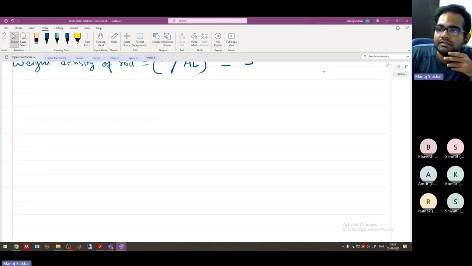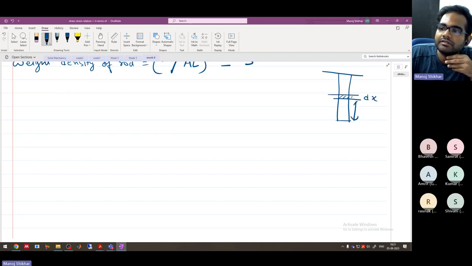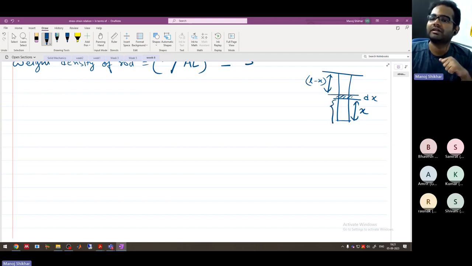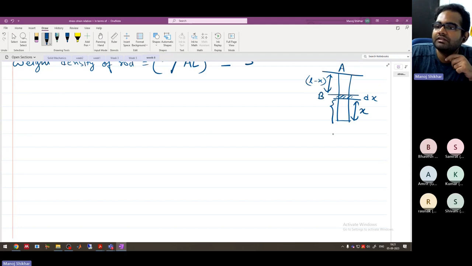Now, let's suppose we are considering a section dx here. The length of the bottom part is x, so this will be L minus x. What will be the force acting on this dx part? It will be the weight of the part which is hanging below it. Let's name the points A, B, C. So what is the weight of BC?